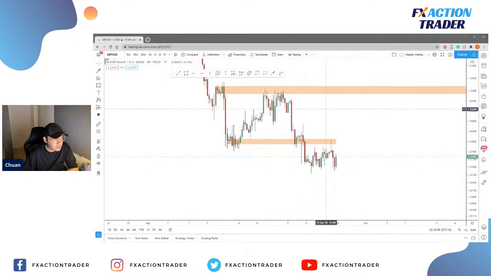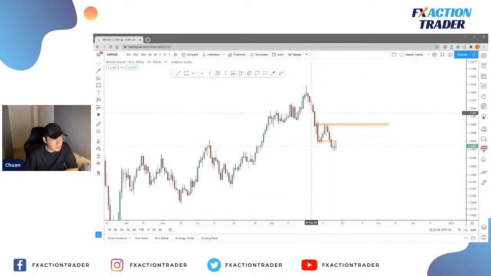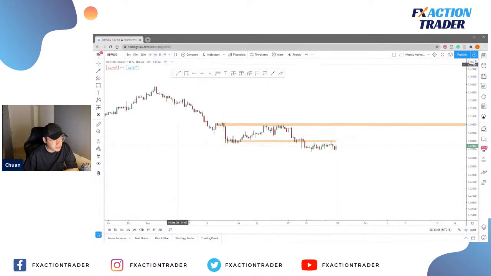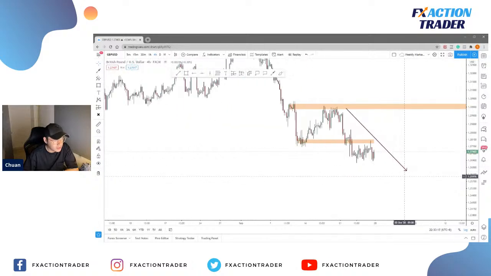This week, we can see very obviously that this support level has now become the new resistance level. And if we check the daily, the market is in a very obvious downtrend. So this week we are still going to look for short trades for this pound dollar.